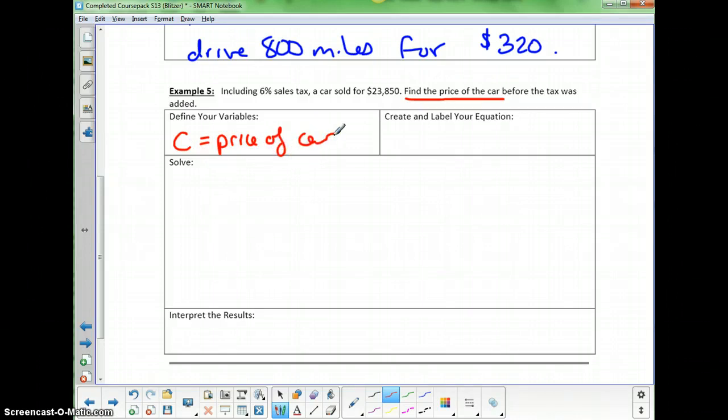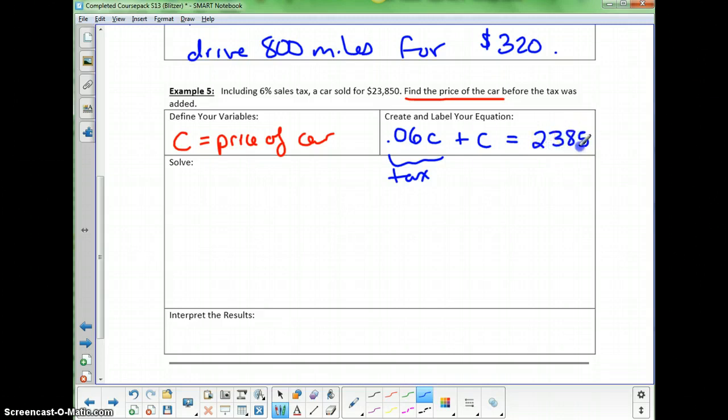Now, how do taxes work? Okay, I know that multiplying a 6% sales tax by the price of the car is going to give me the amount of tax, right? If I take 6% times the amount of the car, that's going to give me the amount of the tax that I have to pay. Then you have to add on the original price of the car, right? To get the total with tax.